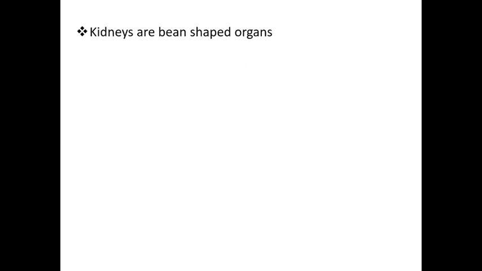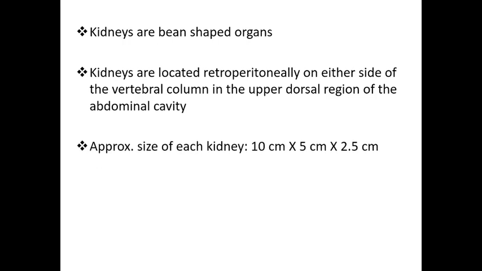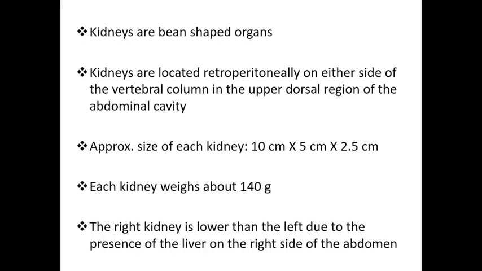Kidneys are bean-shaped organs. We have two kidneys, the right and the left. These kidneys are located retroperitoneally, behind the peritoneum, on either side of the vertebral column, in the upper dorsal part of the abdominal cavity. Each kidney is approximately 10 centimeters in length, 5 centimeters in breadth, and 2.5 centimeters in thickness. Each kidney weighs about 140 grams.